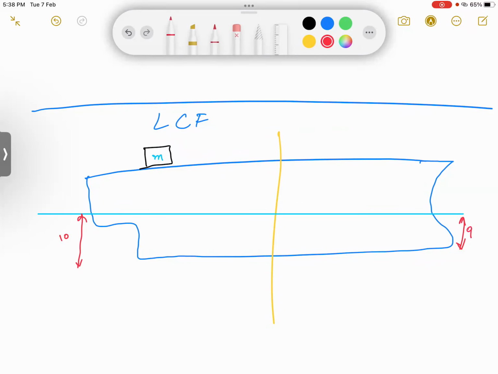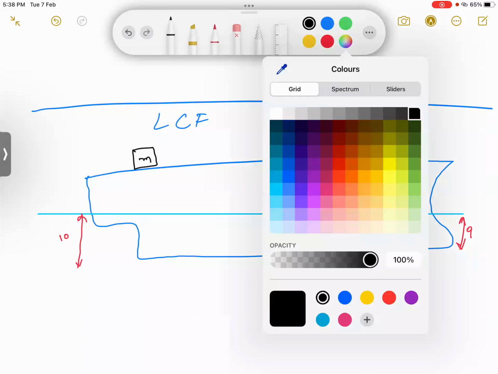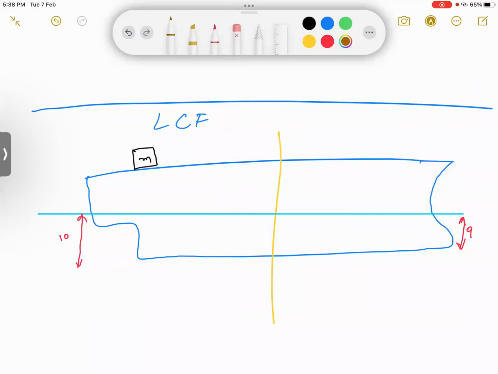Now after that, what do I do? I will put a block, let's say I put the mass here. So what will happen now? Because of this mass, the aft draft will increase, correct? Will it increase or not? Your ship will behave like this.